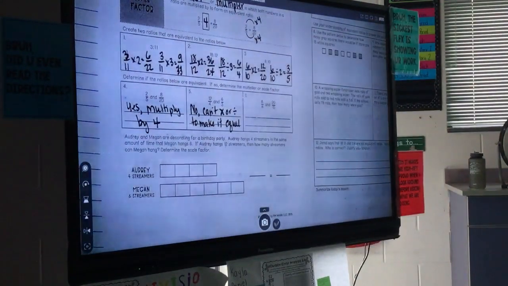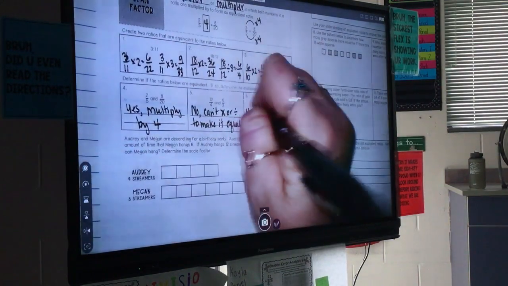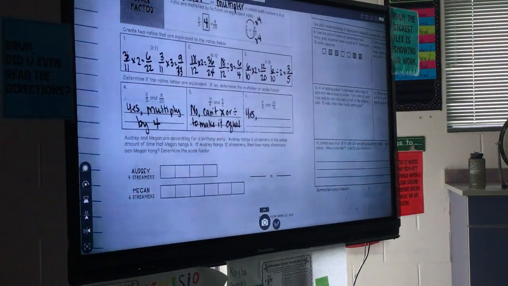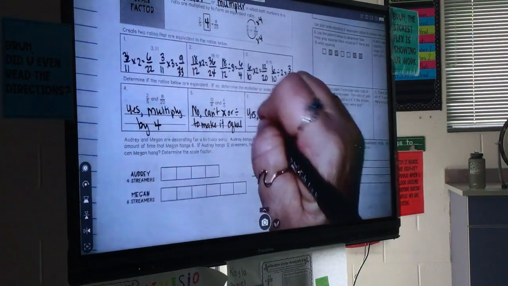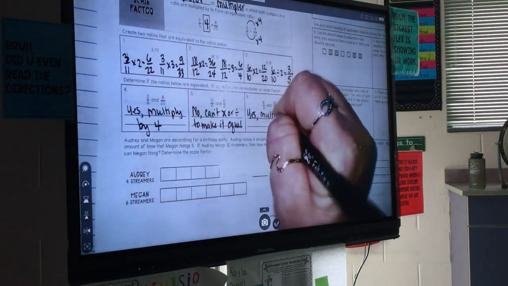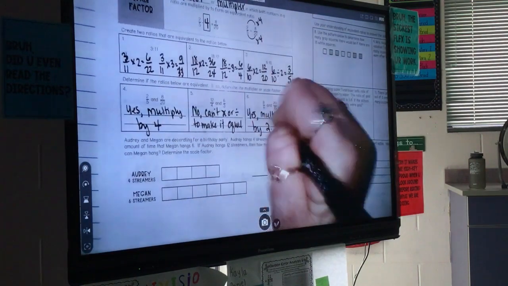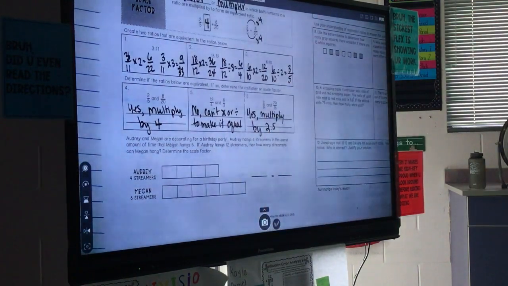Number 6. Stand up if you said yes. What did you multiply by? I thought it was just a fourth more on both of them. Nope. This is a yes. You want to know why? Because you can multiply by 2.5. Promise. Check it out. Do it. We can do that? Why not? I didn't think we could do that still.